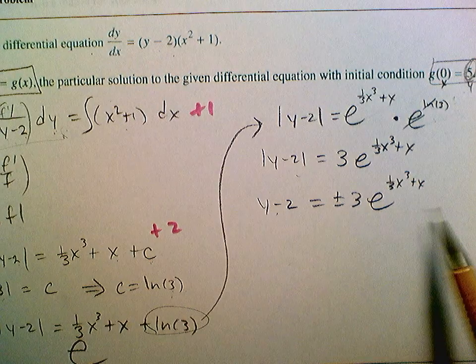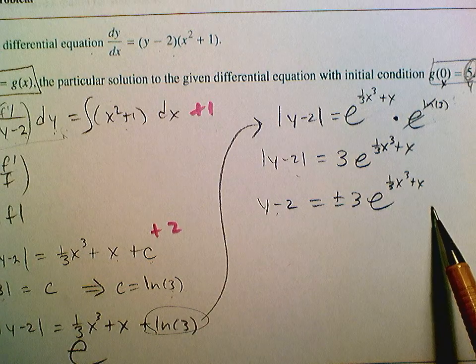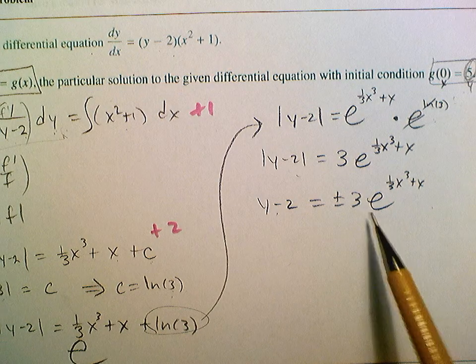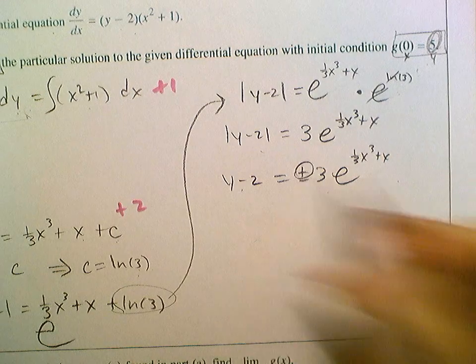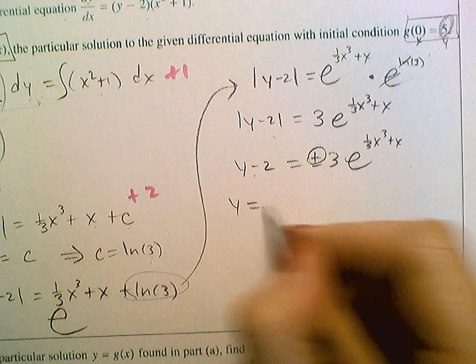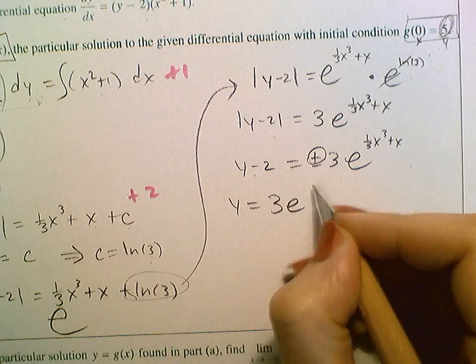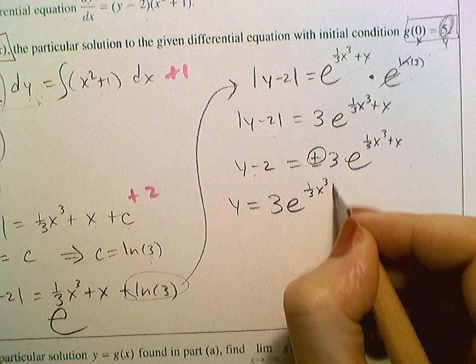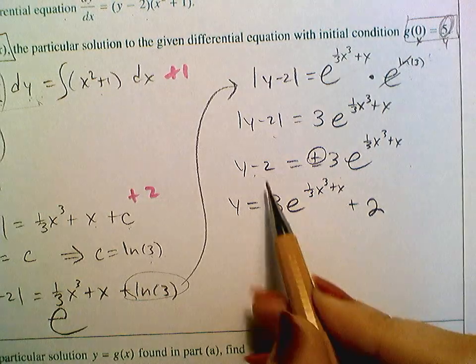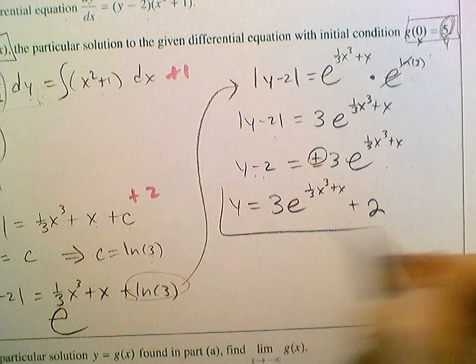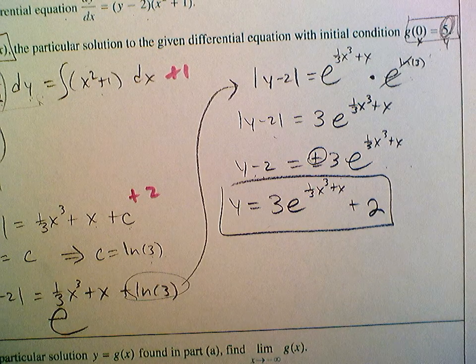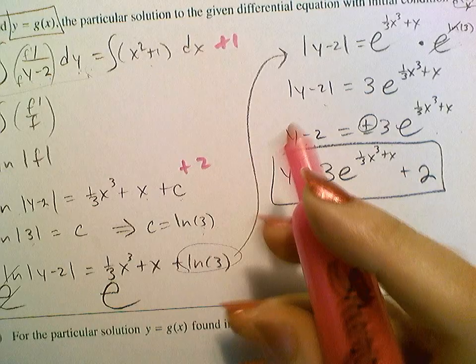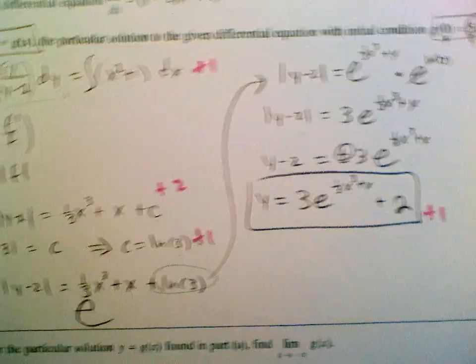So imagine adding 2 to both sides. We want a positive number plus 2, and that would still give us a positive number. So it's going to be the positive one. So y equals 3e to the 1/3 x to the third plus x plus 2. So you add 2 to both sides. And that is it. Solves for y. So there were points for getting the constant of integration and then this. So that was 5 points right there.